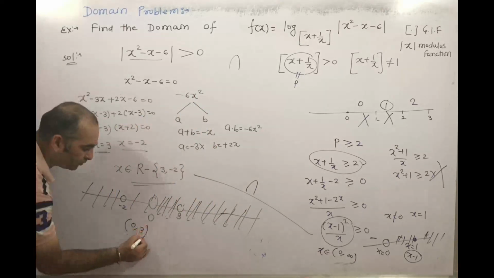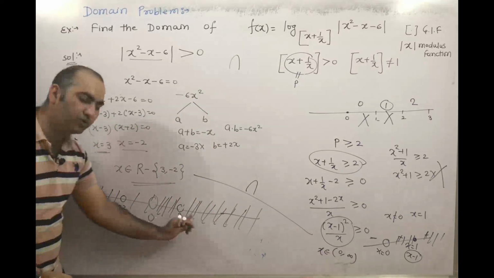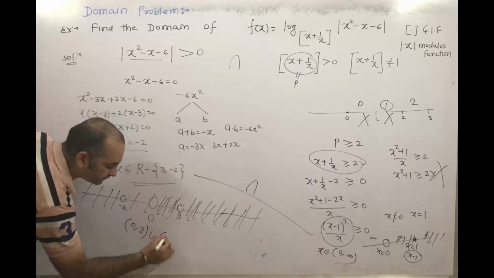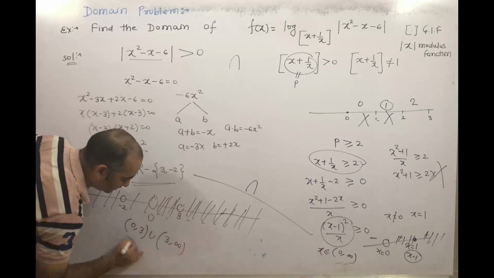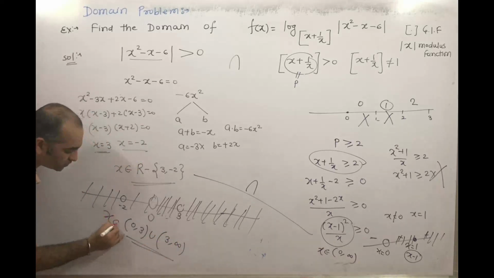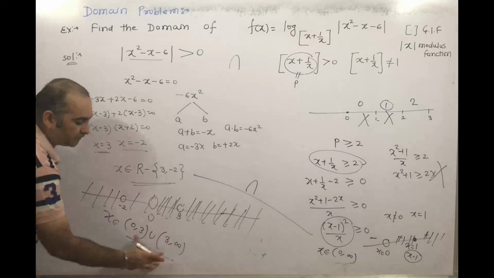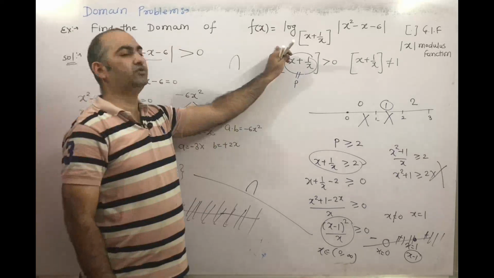So here 3 will be open in the union. After 3 both are there. So what will come here? 3 to infinity. So this is your solution. So x belongs to (0, 3) union (3, infinity) is your solution of this one. So what is the domain of this one?